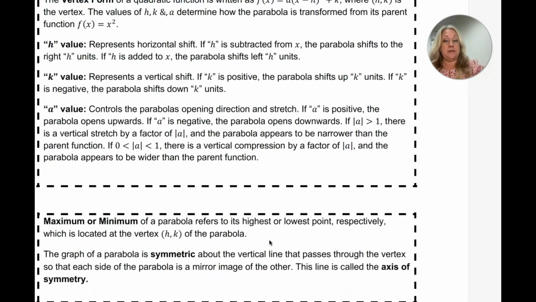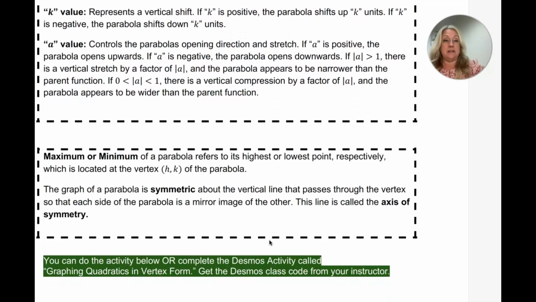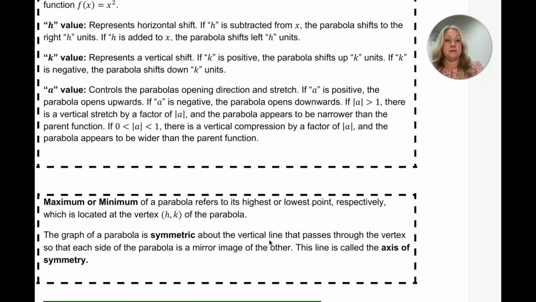All right, one other thing that we need to make sure that you understand too is about maximums and minimums. So it refers to either the highest or lowest point of the parabola. So if we have an upside down parabola, then the vertex up here is going to be the highest point of the graph. And if we have a right side up parabola, right here, then the vertex is going to be the lowest part of our graph.